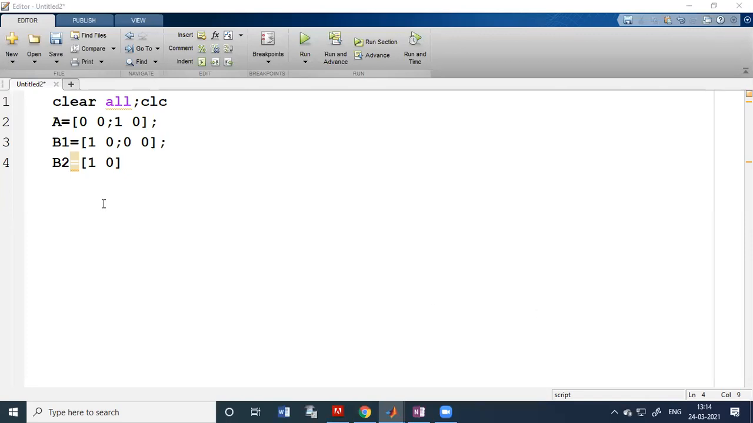Okay. So B2 is 1, 0. Then what is B3? C1. Next C1 matrix. Is this correct? Sir, B2 is a column, 1 semicolon 0. Oh, that means next row, right? Then what will be C1? 0 1 semicolon 0 0.